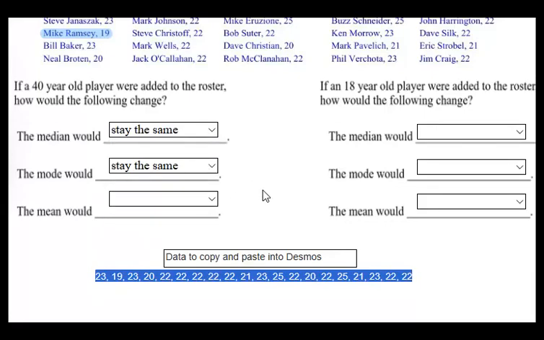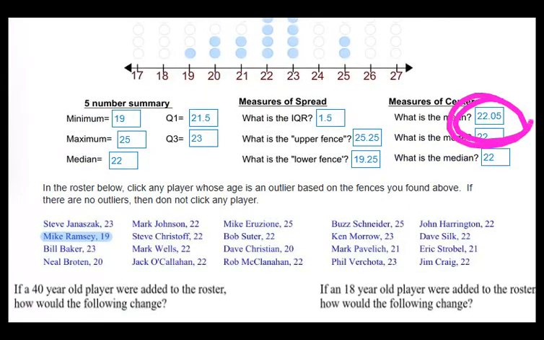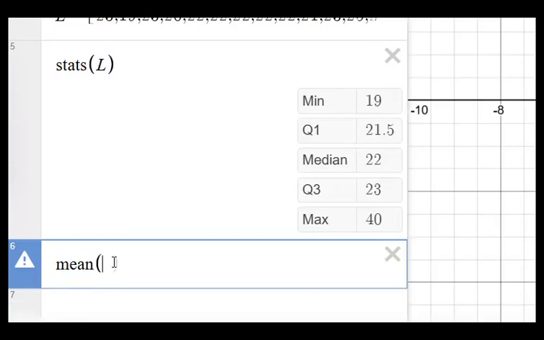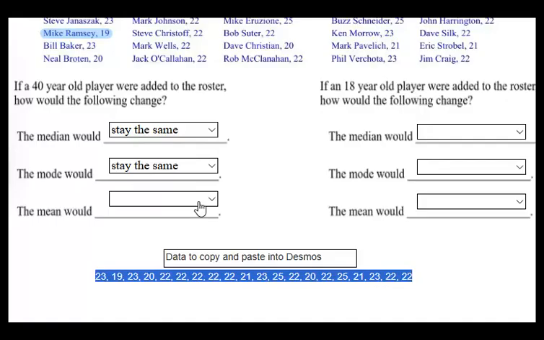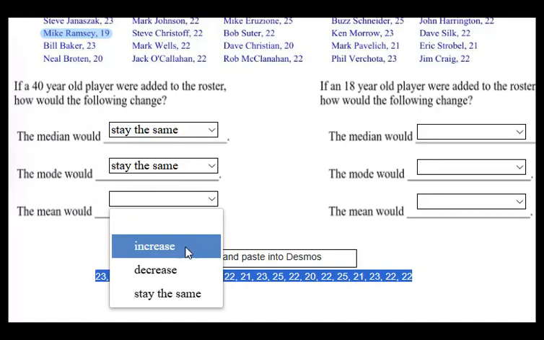Remember, the mean is 22.05 at Desmos. Let's type mean set L again. The mean has increased to 22.90, so the mean would increase.